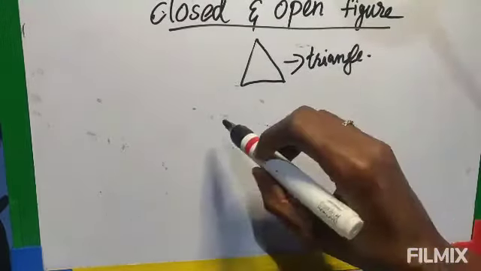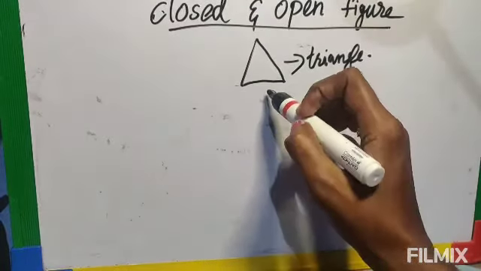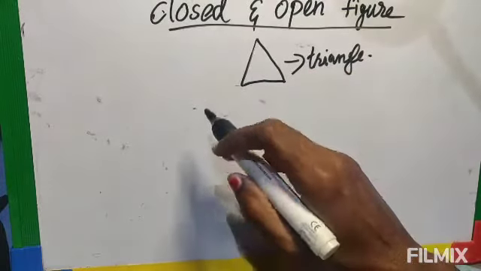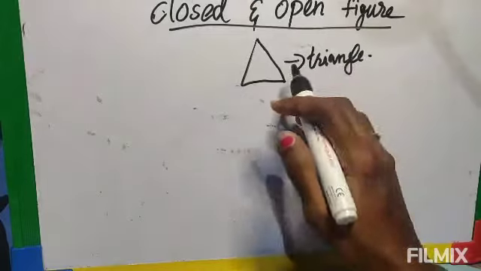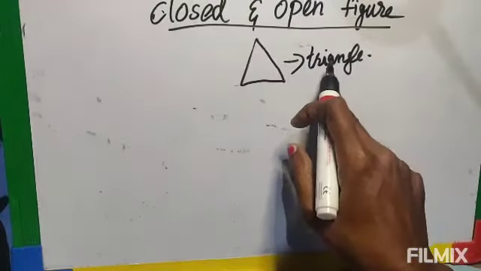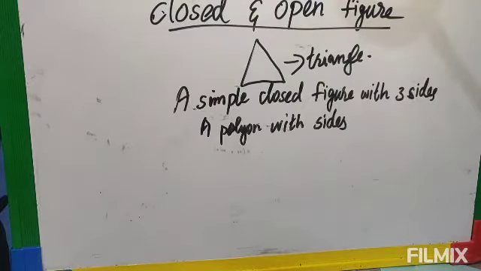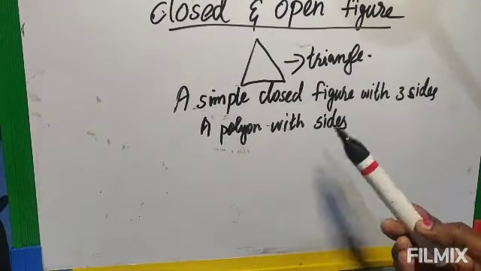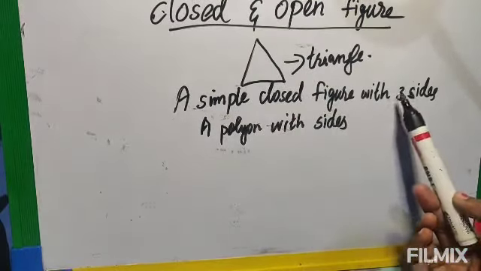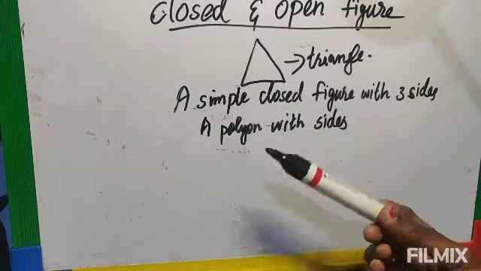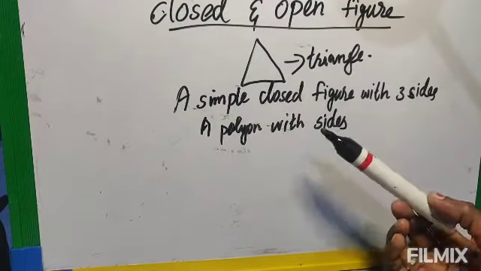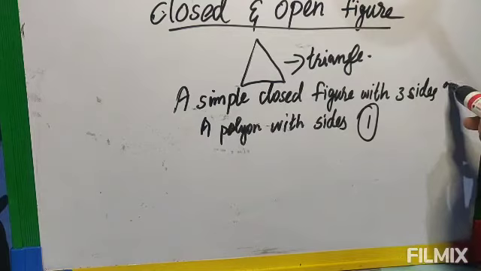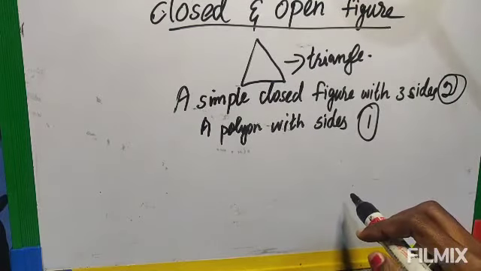So here we can say a simple closed figure with 3 line segments is called a triangle. Otherwise, with 3 sides is called a triangle. There are different definitions for triangle, but here we can take two. The first one: a simple closed figure with three sides is called a triangle. Otherwise, a polygon with three sides is called a triangle. So these are the two definitions for triangle.